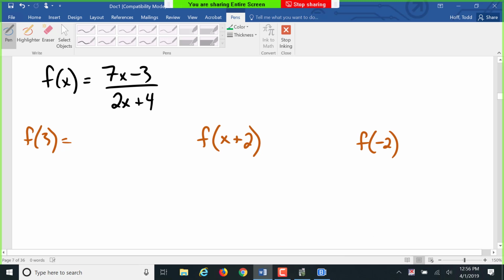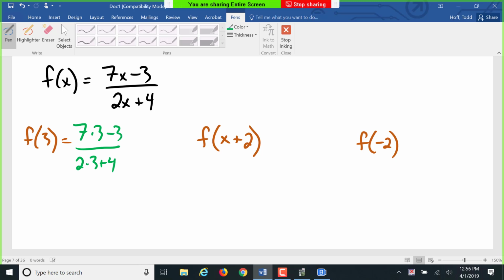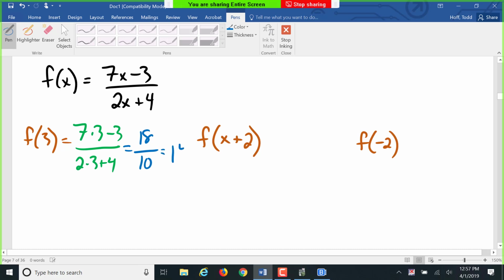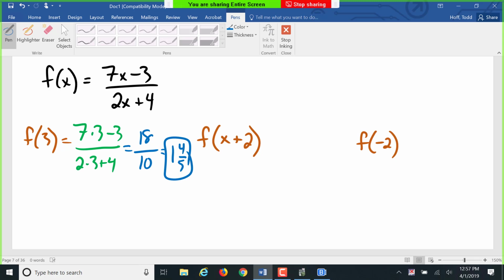So if we take a peek here, f of 3 is just going to be 7 times 3 minus 3 over 2 times 3 plus 4. 7 times 3 is 21 minus 3 is 18. 2 times 3 is 6 plus 4 is 10. That's 18 over 10, or 1 4/5, or 1.8 would be fine. If you reduce it to 9 over 5, I would accept that as well. Any questions on that one?